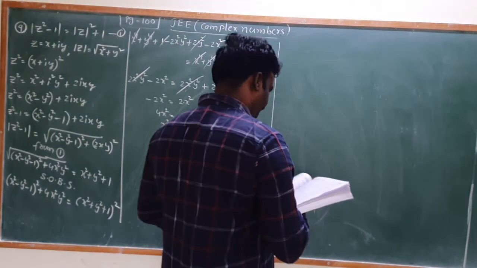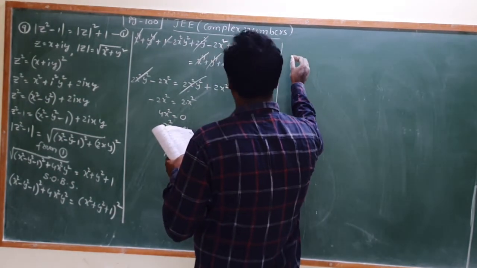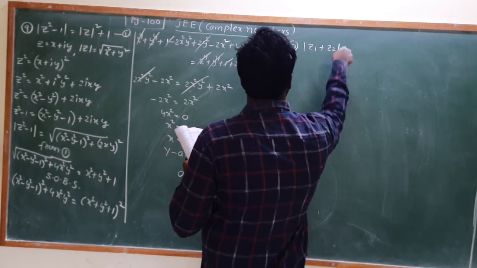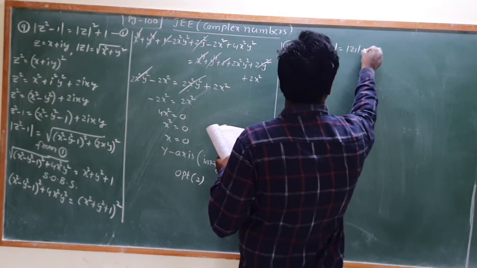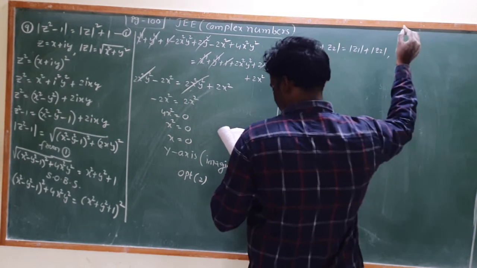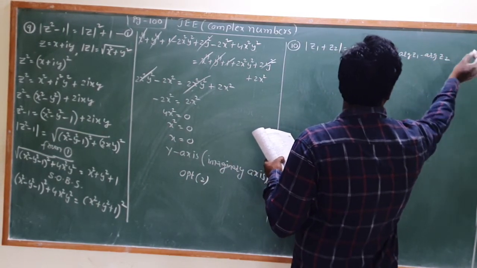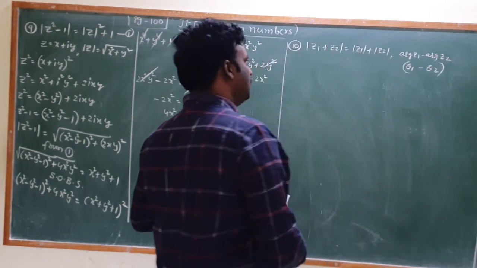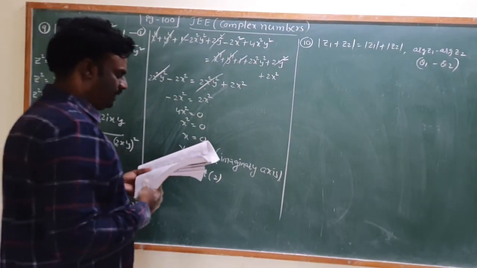Next, 10th question. Modulus of z1 plus z2 is equal to mod z1 plus mod z2. Then find argument of z1 minus argument of z2. This is theta 1, this is theta 2. Indirectly we need to find theta 1 minus theta 2.